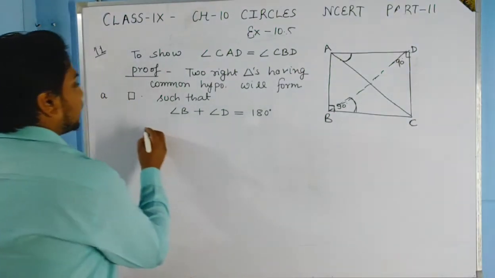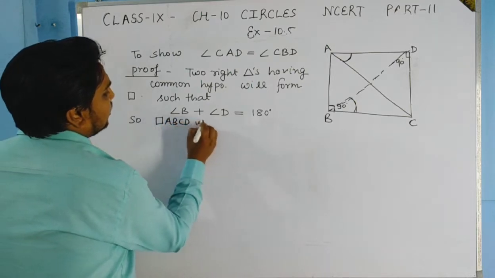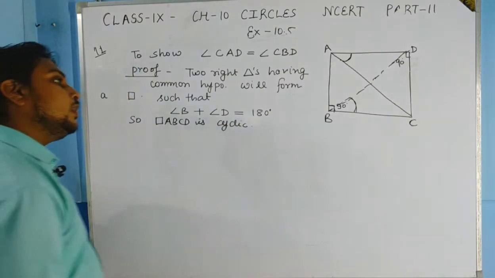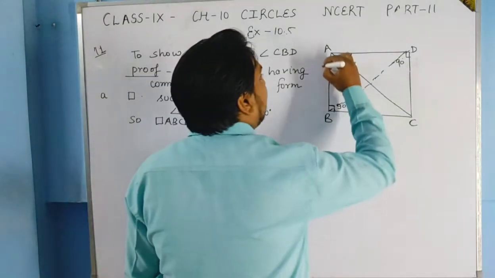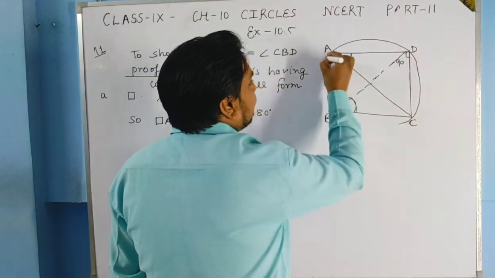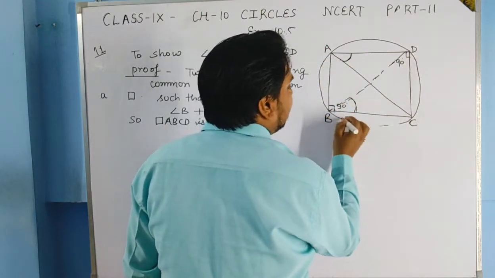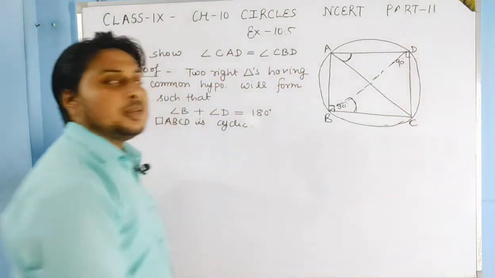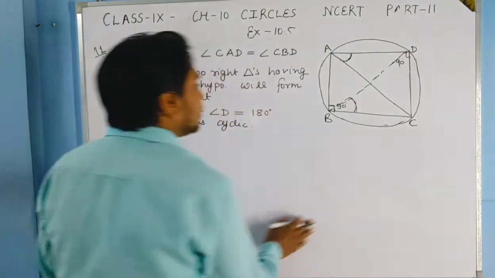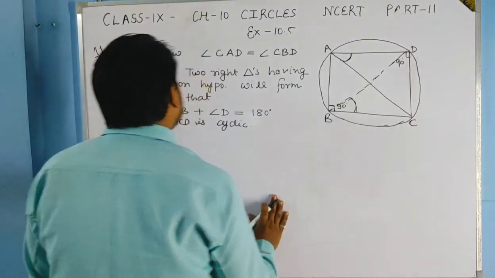Okay, so here quadrilateral ABCD is cyclic. And what is a cyclic quadrilateral? You know very well, the quadrilateral whose all vertices pass through a circle, means all vertices lie on a circle. This type of quadrilateral is known as a cyclic quadrilateral. So here, students, this quadrilateral is cyclic, means this is formed in a circle.